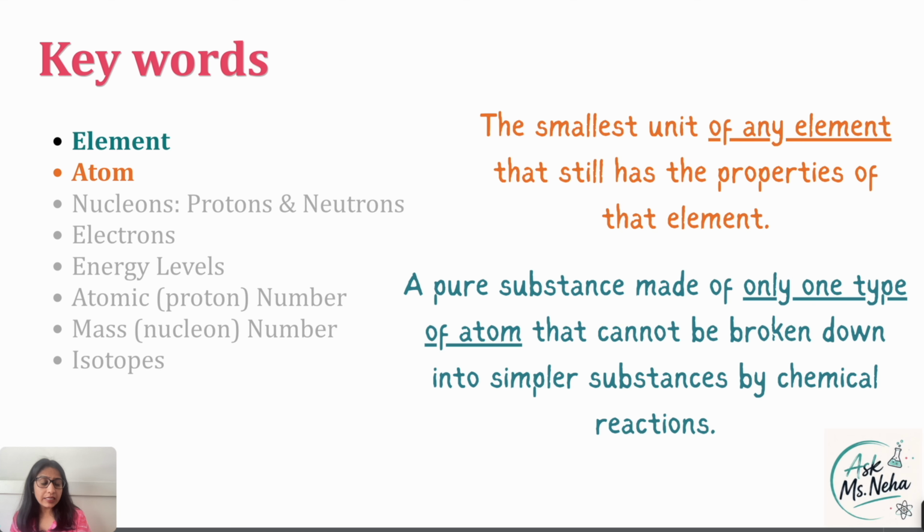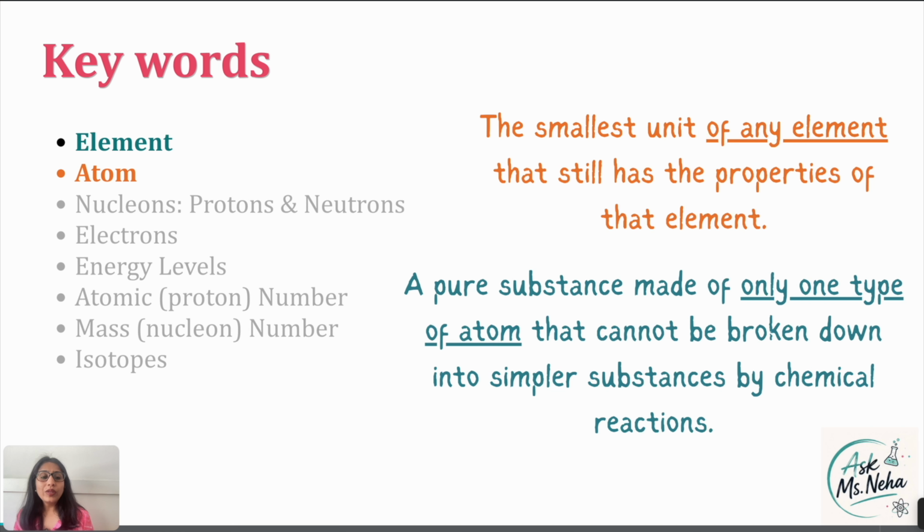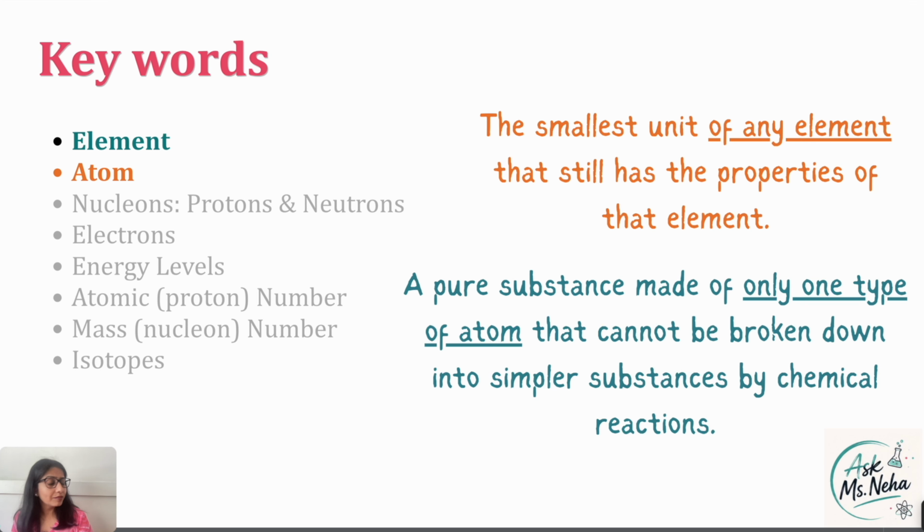So let's take it with an example. Smallest unit of any element, let's say gold. A gold atom will have all the properties of the element gold. What is an element then? Well, element is a pure substance made up of only one type of atom, nothing else. So element gold is made of only gold atoms, which cannot be broken down into simpler substances by chemical reactions.